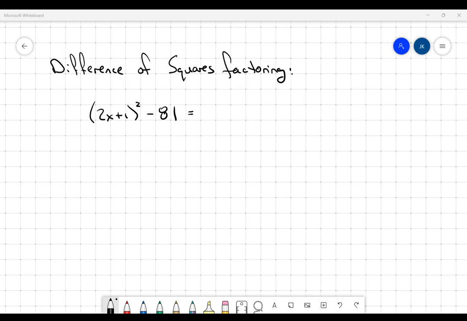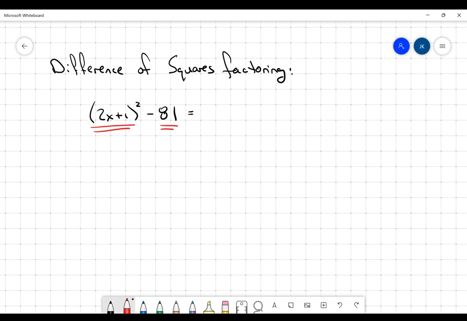Hi everybody. In this video, we're going to take a look at a question where we're going to factor by using a difference of squares. I notice when I see this expression that I do have two terms. I've got this (2x + 1) squared, and I've got this 81. There is a subtraction between, so I can make this into a difference of squares.